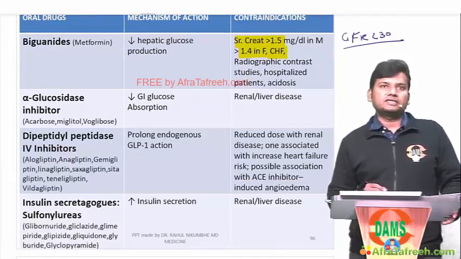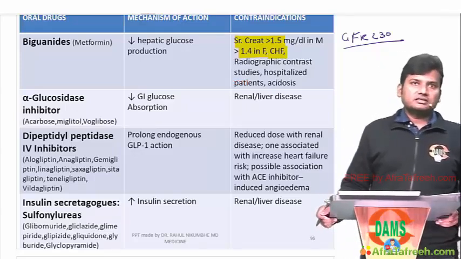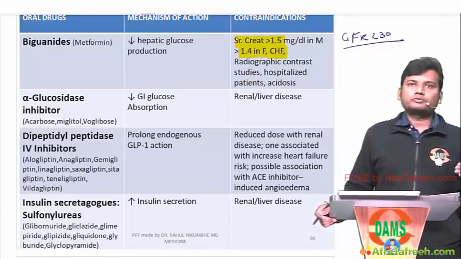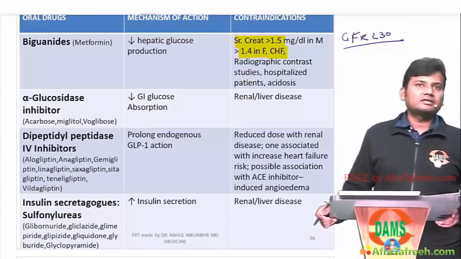Alpha glucosidase inhibitors: acarbose, miglitol, voglibose. These drugs decrease glucose absorption, and contraindications for these drugs are renal and liver disease.